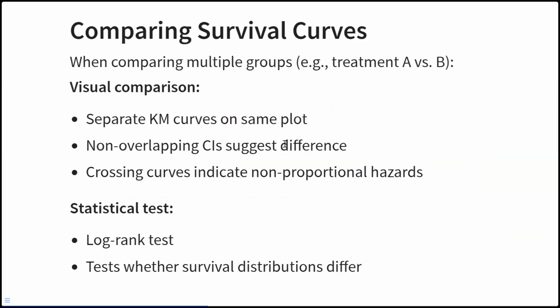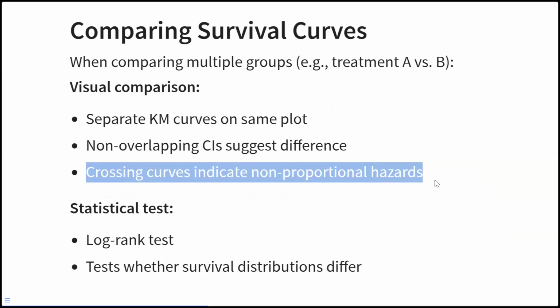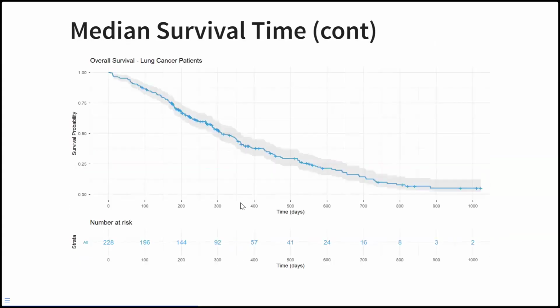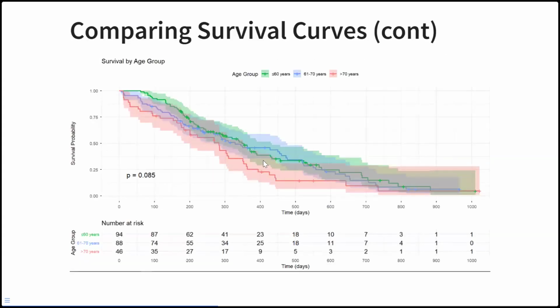Now, there are some key things you should know. Anytime you see a curve cross when you're comparing survival, it means non-proportional hazard. And also, if you see curves non-overlapping, it suggests a difference. Let's say, for example, if you see a curve like this, this red one only touched the blue one at this point. So you can see there's a little bit of difference between them. But if you look at the p-value, I'm going to be talking about the log rank test any moment.